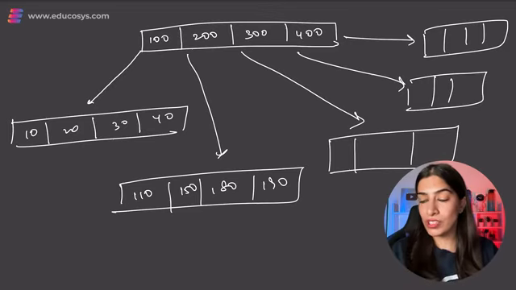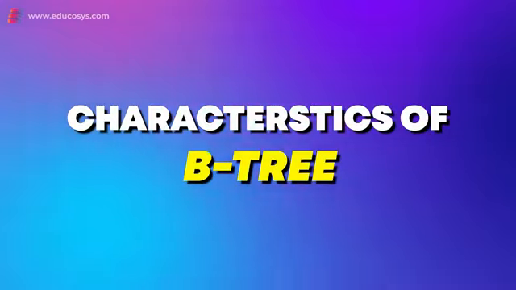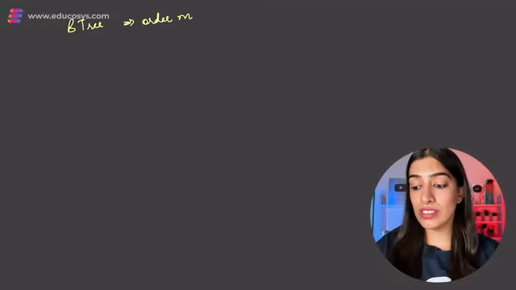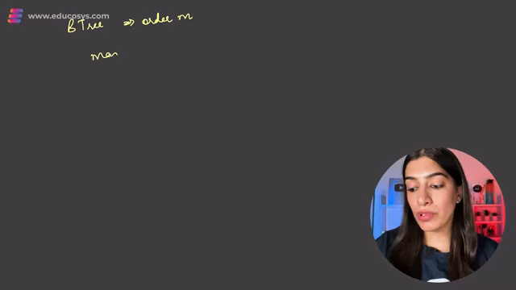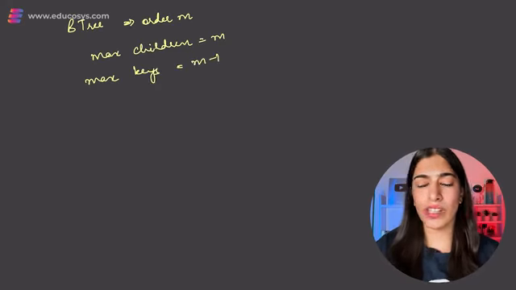So I hope now the core concept is clear. Let's understand the major characteristics of a B-Tree now. When we say that a B-Tree is of order m, as I said before also, this means that the maximum number of children that any of the nodes in the B-Tree can have is equal to m. That means that the maximum number of keys that any of the nodes can have is equal to m minus 1. Why so?